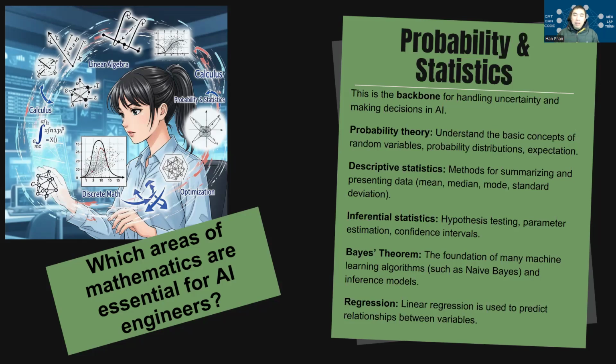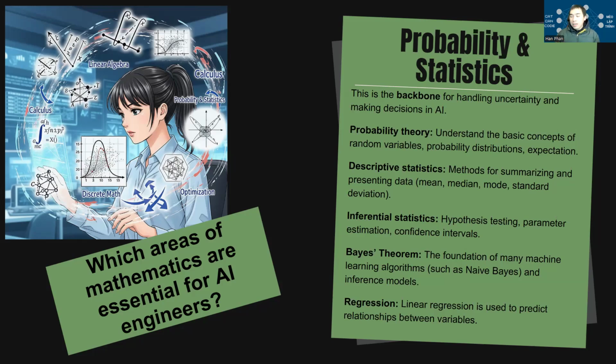The next type of mathematics that you need to know as an AI engineer is probability and statistics. This is the backbone of handling uncertainty and making decisions in AI. Probability theory will help you understand the basic concepts of random variables, probability distribution, and expectation, which are really important concepts for understanding the data set.